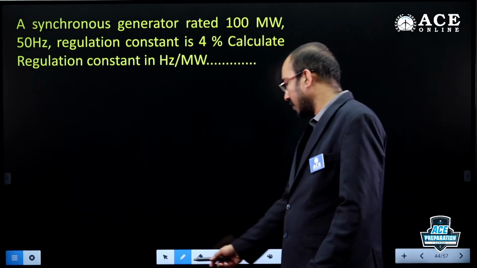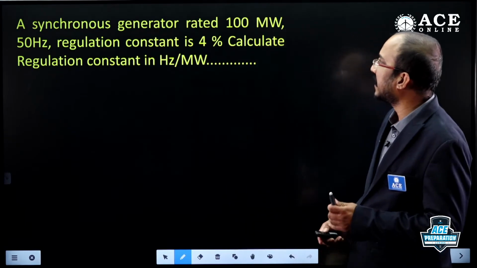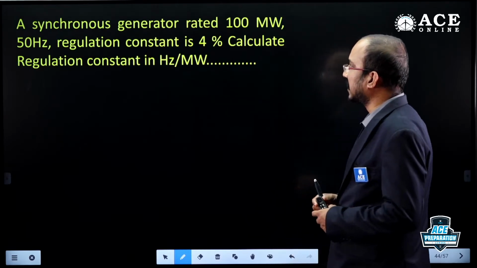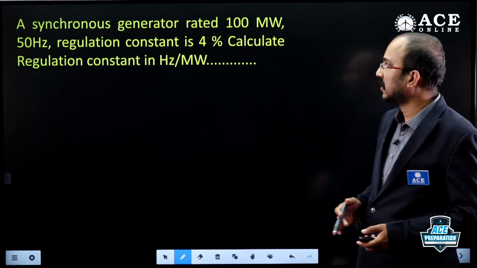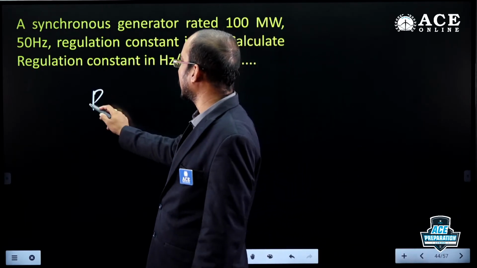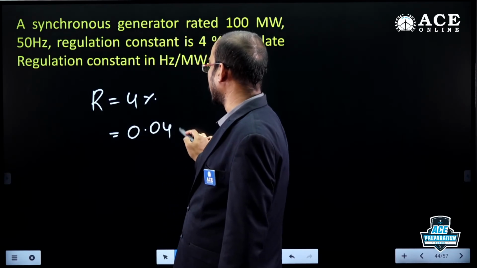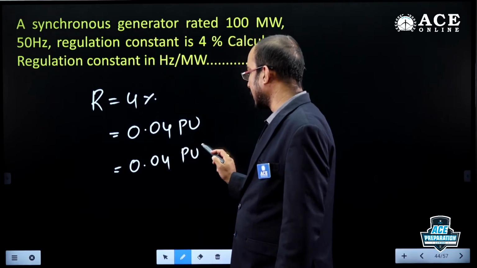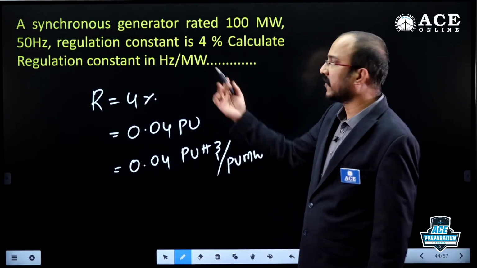Now let us observe this problem. A synchronous generator rated 100 megawatt, 50 hertz, has a regulation constant of 4%. Calculate the regulation constant in hertz per megawatt. What is the regulation constant given? R is equal to 4%, so you can write it as 0.04 per unit. But he requires the actual value.